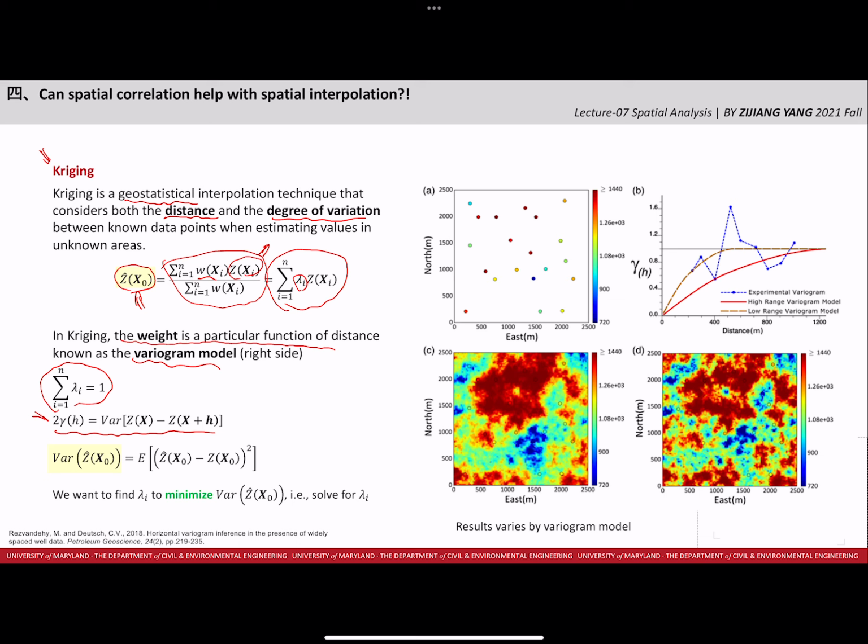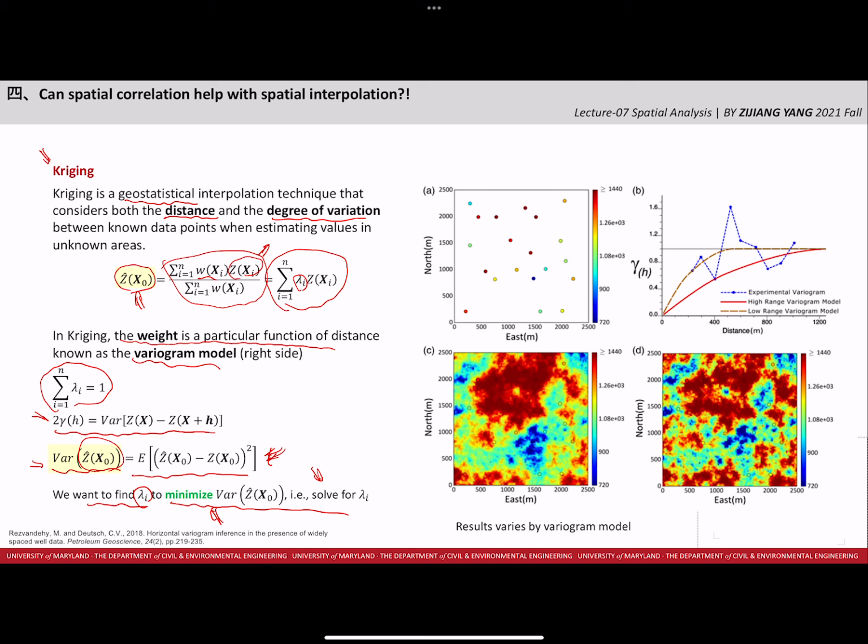In this case, we can also express the variance of our estimated value, and the variance can be expressed in this formula. So how do we find lambda? We want to find the lambda i, this bunch of values, that minimize the variance of the estimated value. So actually, we are doing an optimization. To calculate this lambda, we may need some other mathematical techniques, but the general idea is to find the lambda that can optimize this equation.